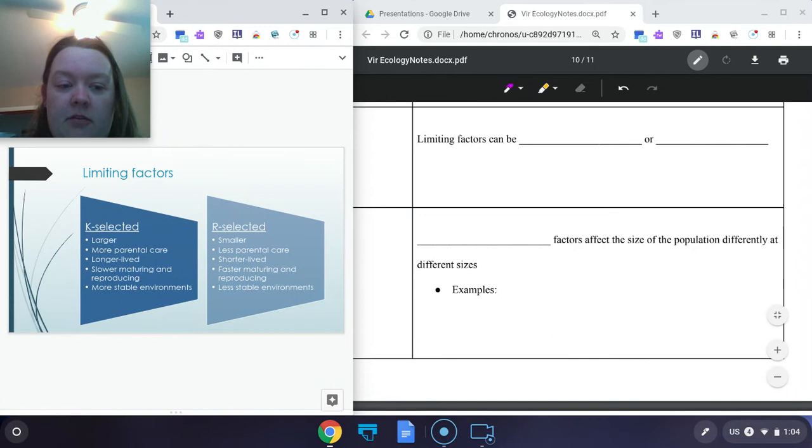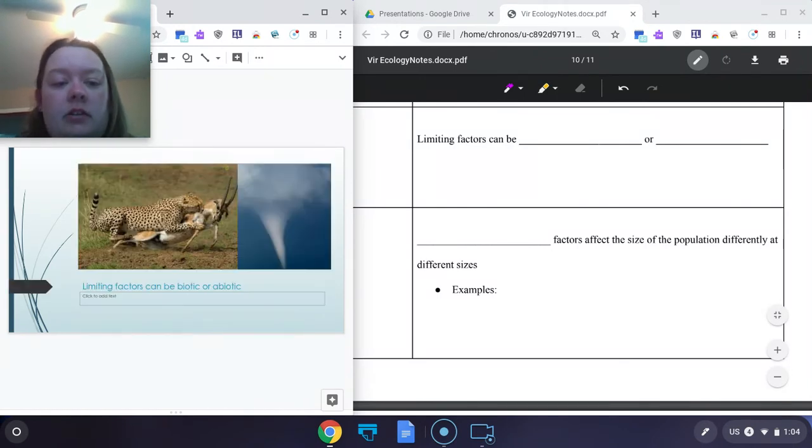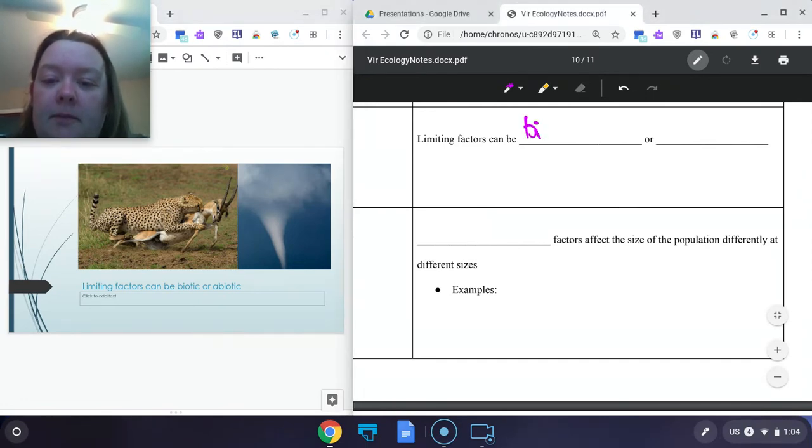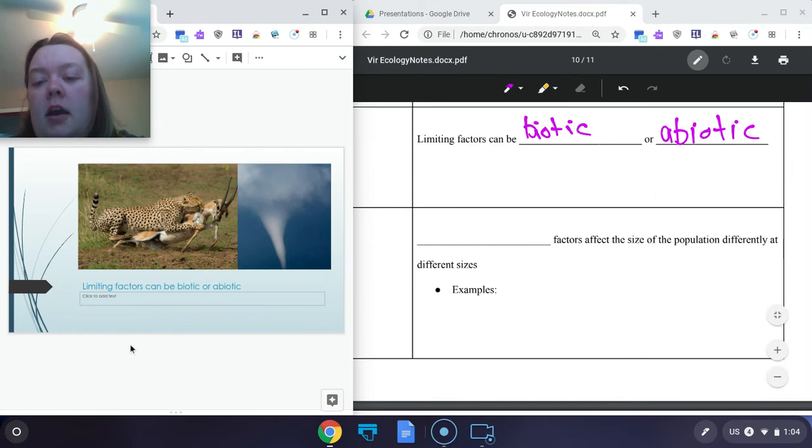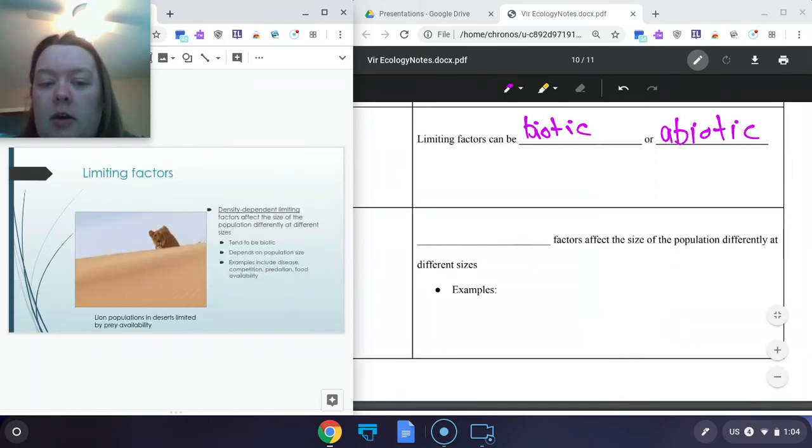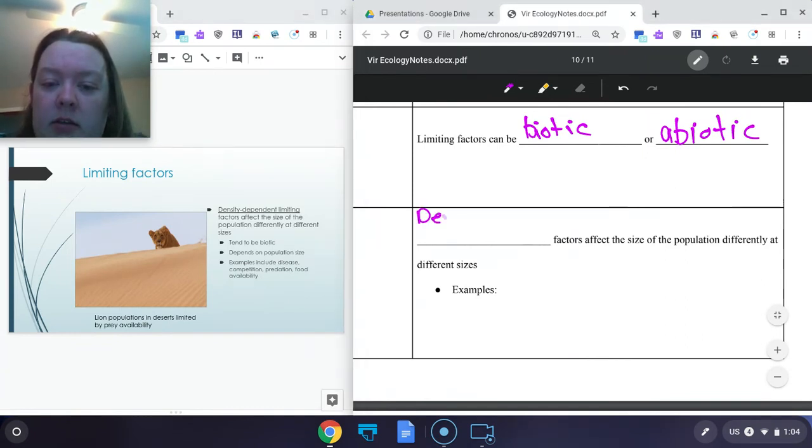All right, so limiting factors can be biotic or abiotic. They can be living or non-living, and there are going to be two types of limiting factors that we're going to talk about. We're going to first talk about density dependent.